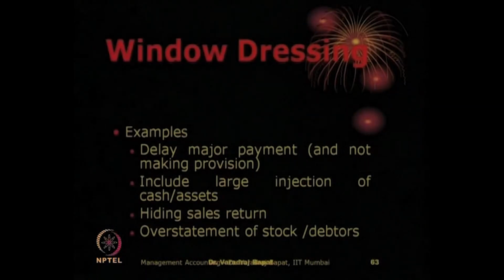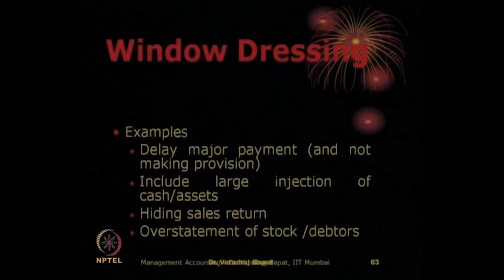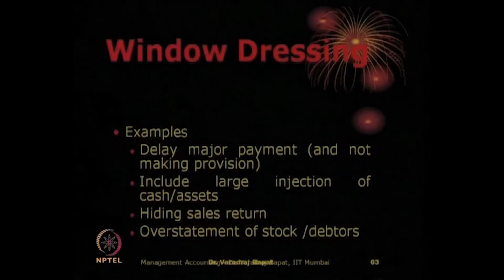Now, how is window dressing done? Here are a few examples. Window dressing may be done by delay in the major payment and not making the proper provision. It may include large cash injections, hiding of sales, overstating of debtors and so on. What happens is sometimes some big liability is due. Company does not pay it, neither makes a provision for it. So automatically the expenditure is understated. Liabilities are also understated. So you have more profits and you appear to have more net assets. This is an example of delay in and failure to make provisions.